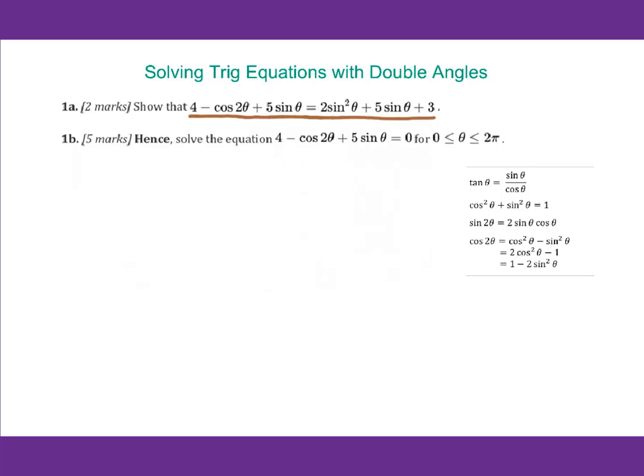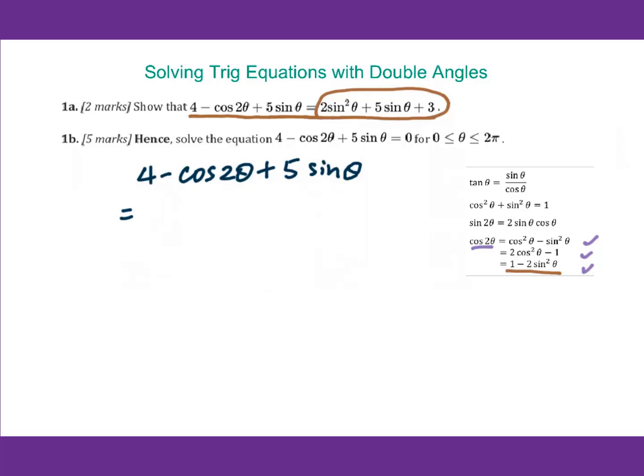According to the formula, cosine 2 theta has 3 forms. Which formula you choose depends on the right side. Only sine theta is left, that's why you're using the last one. So we have 4 minus cosine 2 theta plus 5 sine theta equals 4 minus. Don't forget the parentheses here.